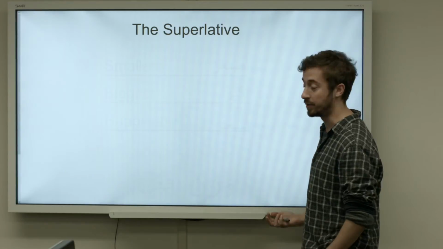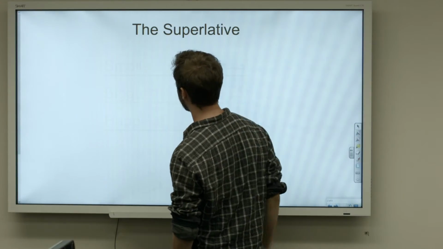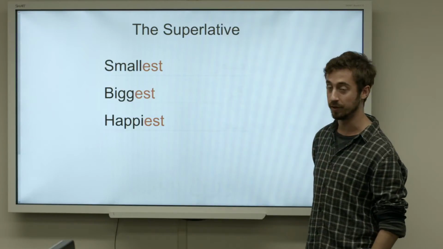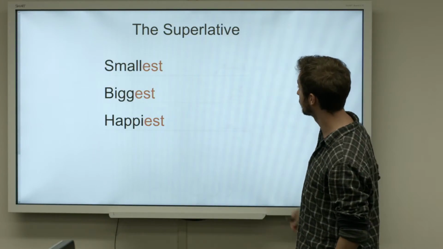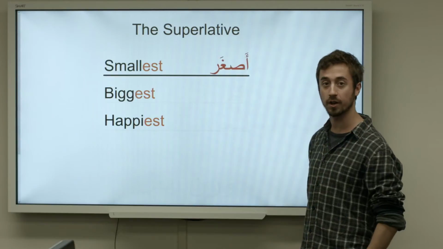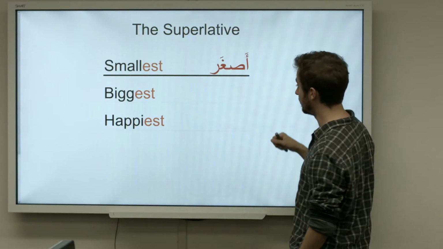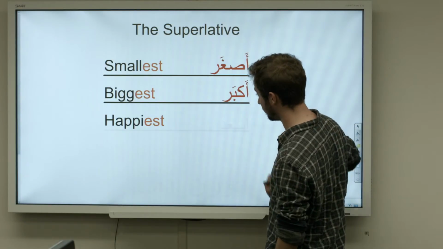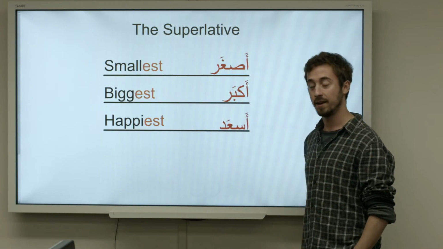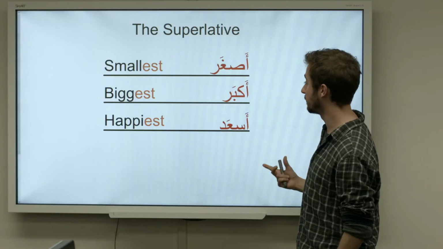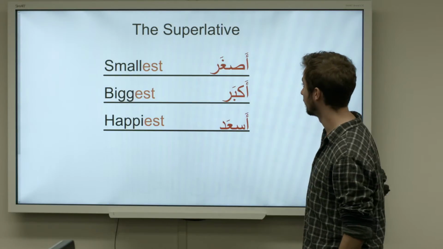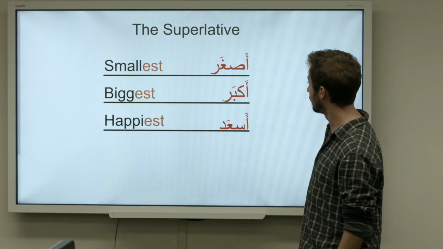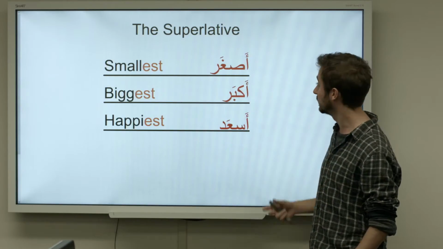So I'm going to jump ahead a little bit, and I'm just going to give you the translations of these three English superlatives in Arabic. Smallest is asghar, biggest is akbar, and happiest is as'ad. Now, I want you to perhaps pause the video for a couple of seconds and just sort of study these words very closely. And if you do so, you might notice two things.